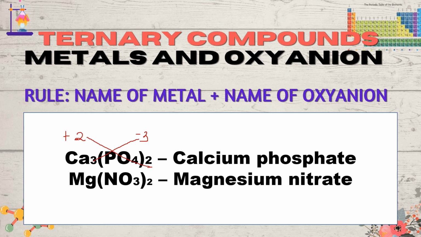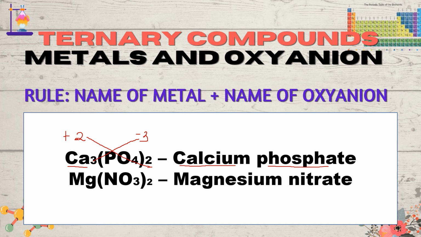So how do you name this? Mas madali actually itong pangalanan. So Ca is calcium and then PO4 negative 3 is phosphate. So, yun na yung pangalan niya.